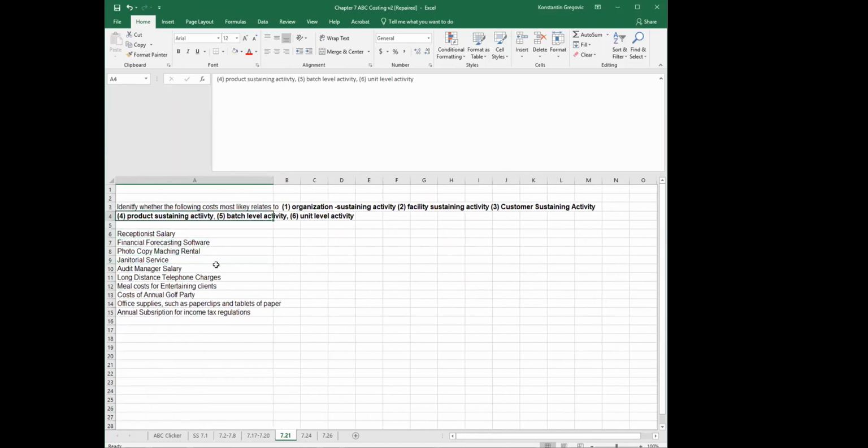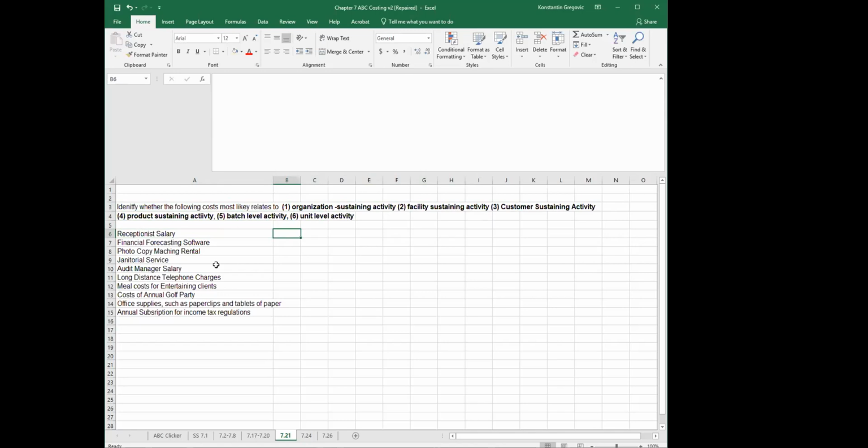Okay, so basically we want to identify whether the following costs are organizational sustaining activities, facility sustaining activities, customer sustaining activity, product sustaining activity, batch level activity, or unit level activity. So let's start with our receptionist salary. And let's do numbers here. 1, 2, 3, 4, 5, or 6. What do you guys think for a receptionist salary?